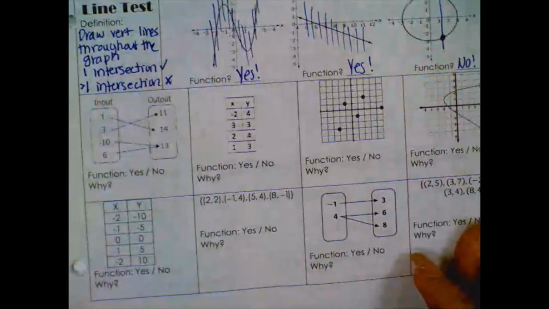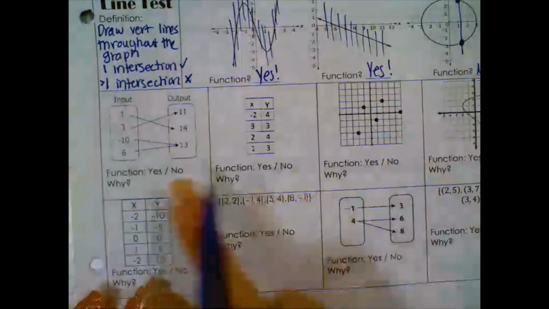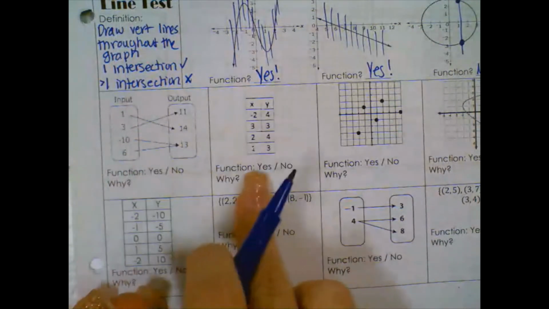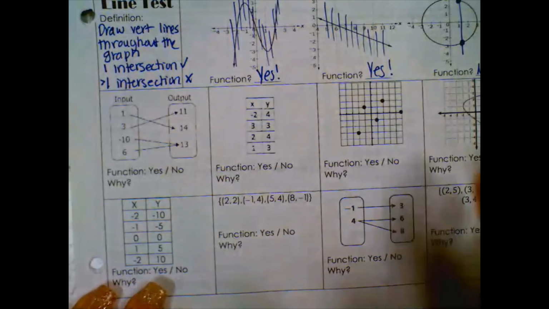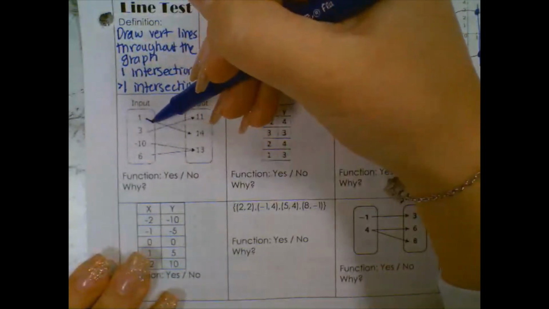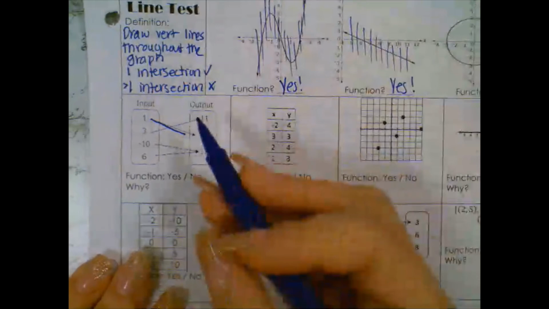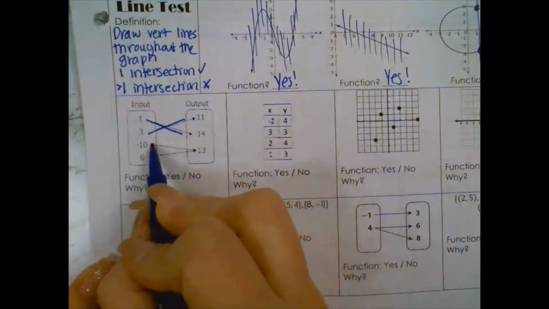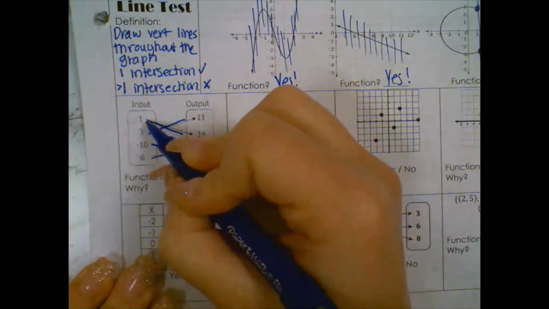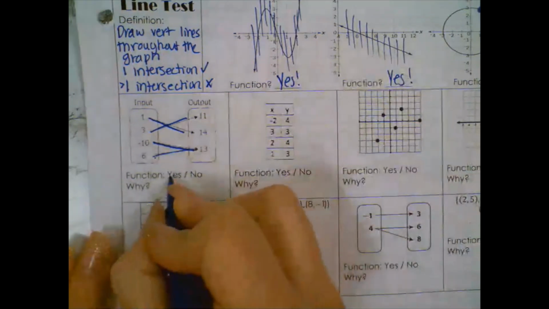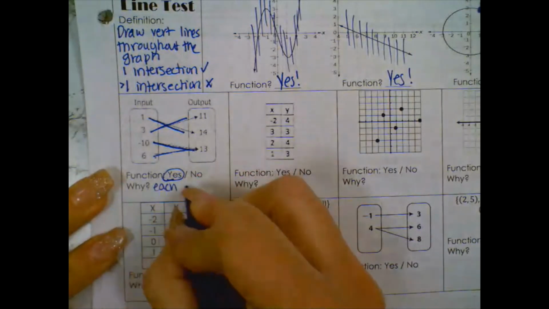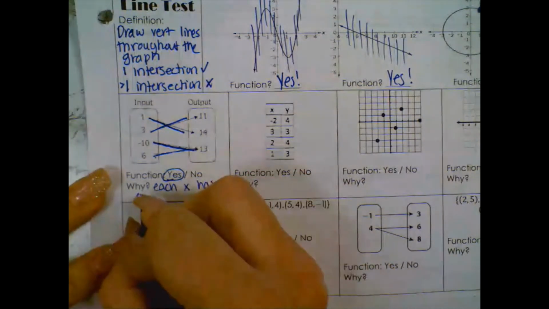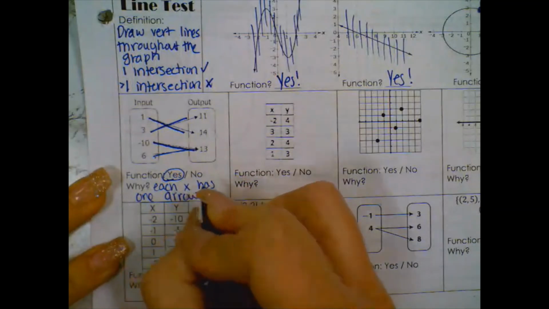So we're going to go through a couple examples here. I'm going to kind of show you two examples, selecting yes and no, why, and then I'm going to have you try a couple on your own, and we'll save the rest for class. So for this first one, mapping diagram, I'm looking at the outputs. Okay, so where are my values going? And if I look, each one of these only has one output, so it is a function because each x has one arrow, and that's it. So one output.